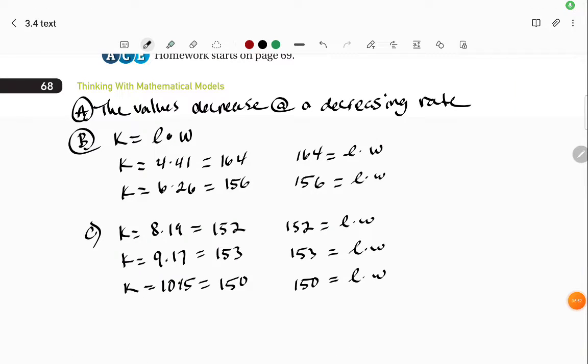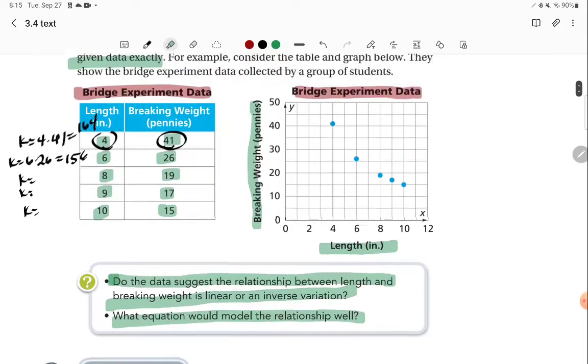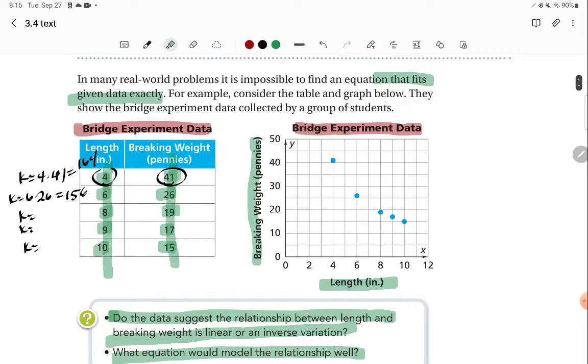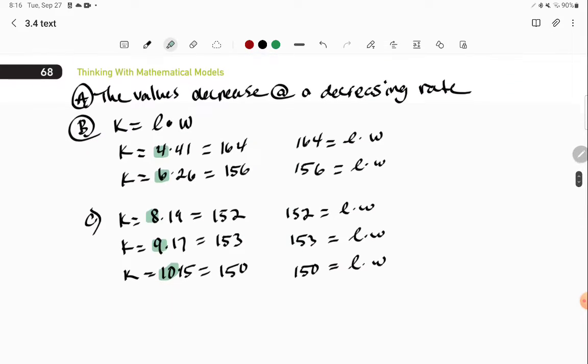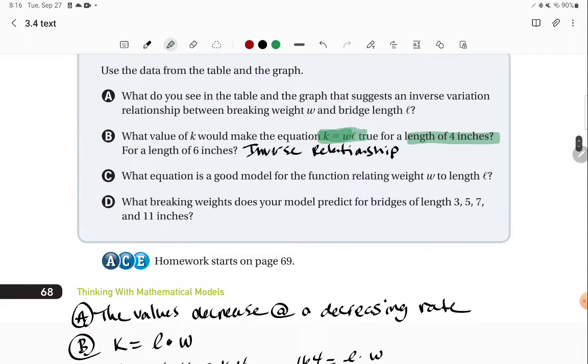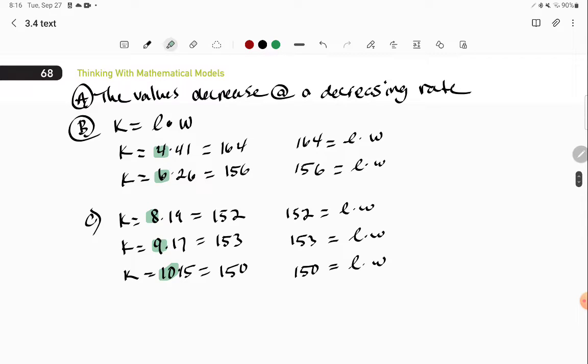Okay, so if we look at this one, we're finding the rest of them up here. We've already found what if the length is 4, 6. Now we're looking, what if the lengths are 8, 9, and 10? And that's just looking down in our graphs right here and multiplying by the breaking weight, because that's how we find our constant. That's our equation, is the breaking weight times the length, right? Because we know that they're most likely inversely related. That's the assumption we are building all of this off of. And here are all of our constant values.